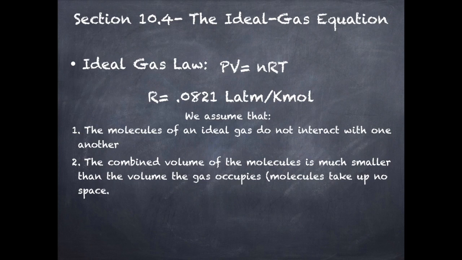By using the ideal gas law, we're assuming that the gases are acting ideally. Specifically, that they do not interact with one another, just like we had seen with the kinetic molecular theory. They're not attracted to each other and they don't repel each other. And also that when we combine their volume, that volume is going to be much smaller than the volume the gas occupies, meaning that the molecules take up no space. Now, that's not actually the case, and we'll look at real versus ideal gases in just a second.